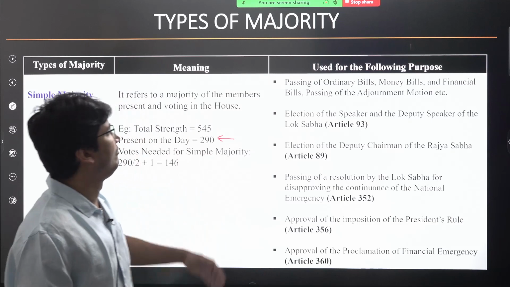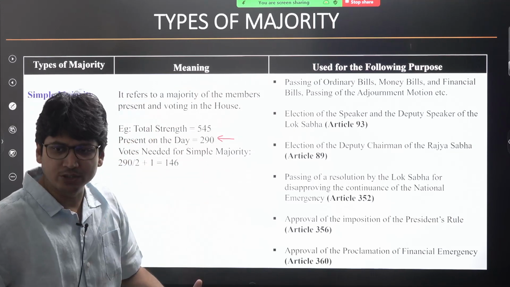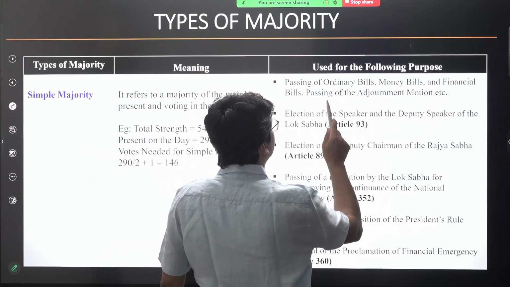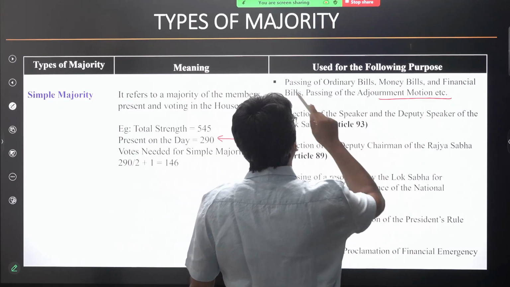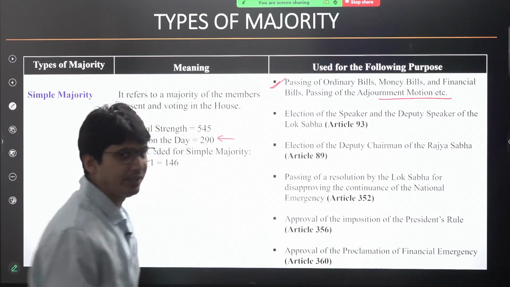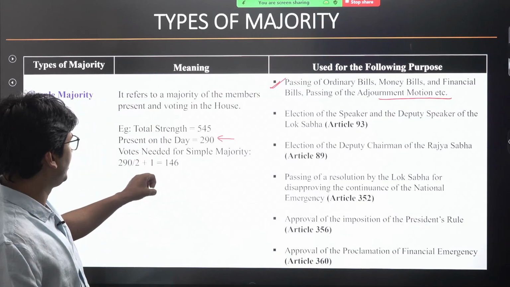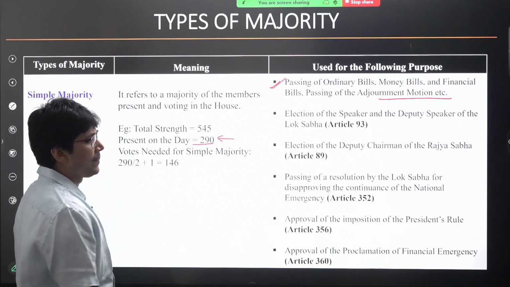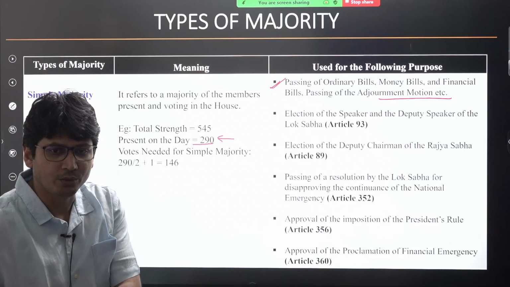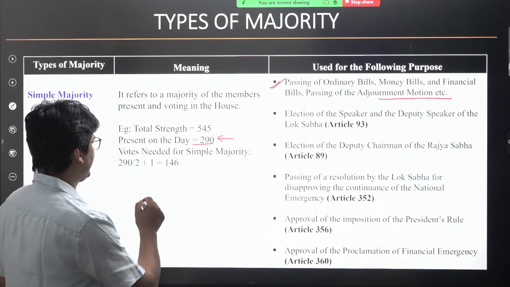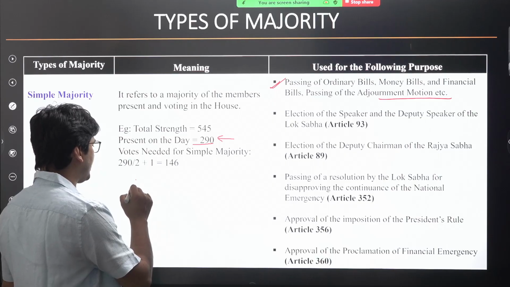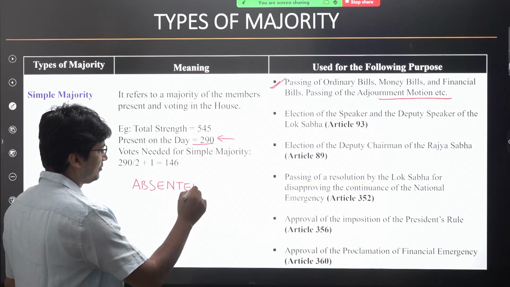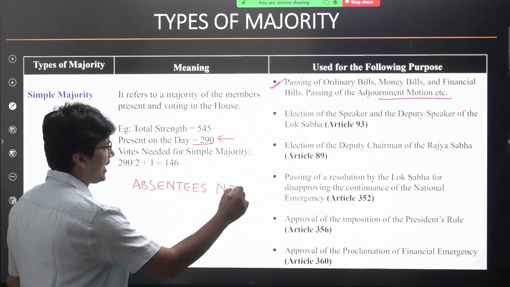So let's see where simple majority is required under the Constitution of India. Passing of ordinary bills, money bills and financial bills, passing of adjournment motions, etc. For all these purposes simple majority is required. What is the meaning of simple majority? Whatever the number of people present on a given day, half plus 1 of that. So it does not include the members who are absent. Absentees are not included, and it does not matter.